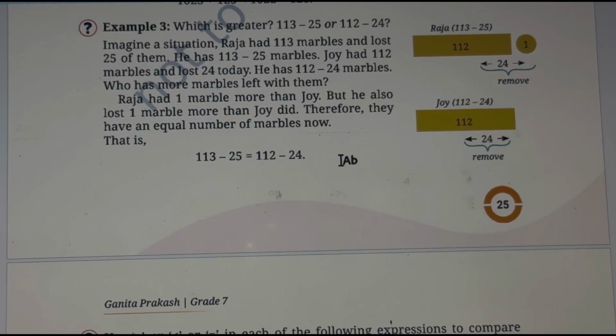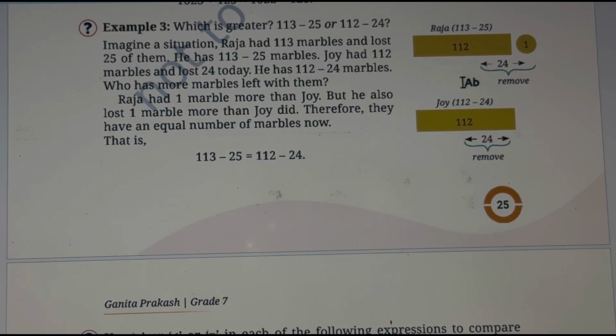Now we'll see example 3. Which is greater? 113 minus 25 or 112 minus 24? Again, imagine a situation where Raja had 113 marbles and he lost 25 out of them. So he has 113 minus 25, and Joy had 112 marbles and he lost 24. So he has 112 minus 24. So who has more marbles left? Again, here we are not going to actually subtract it.